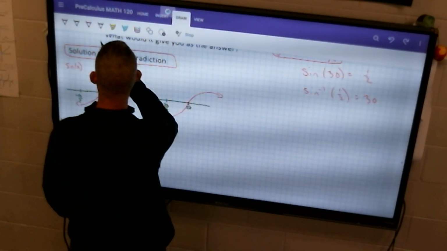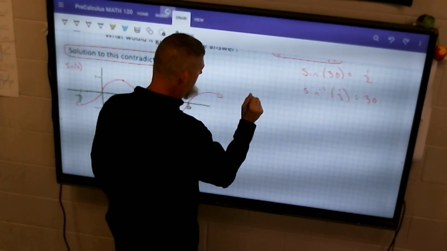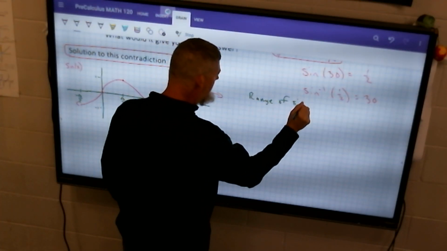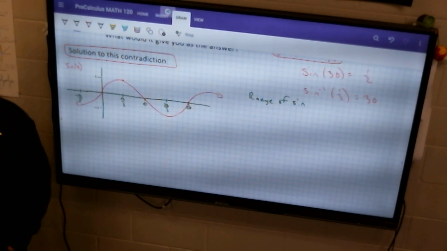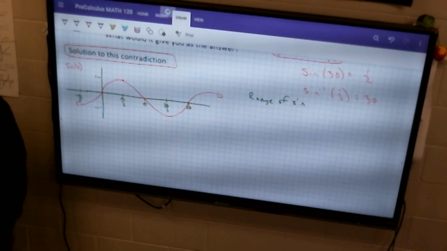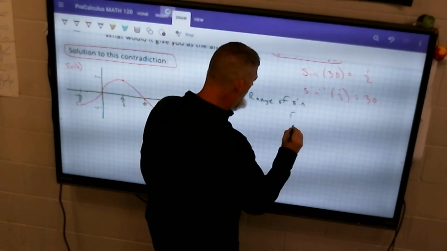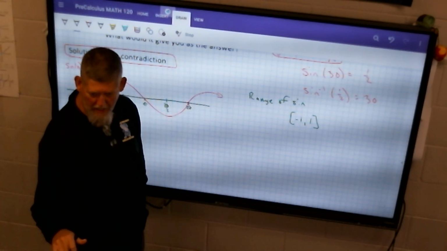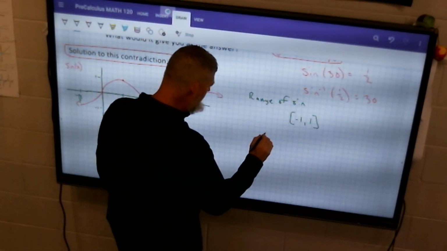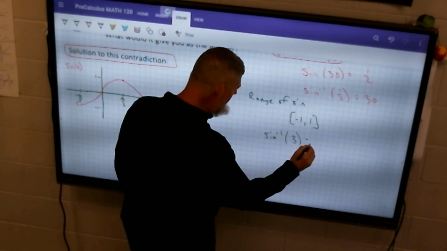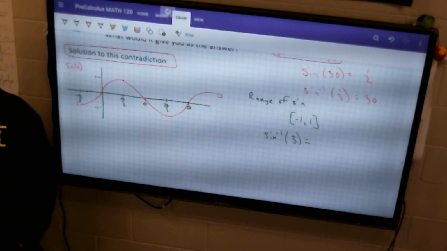What is the range of sine? Domain is all real. What's the range? -1 to 1. So what that tells me then is, in fact, you can check me on this with your calculators right now. If I do inverse sine of 3, what's inverse sine of 3?